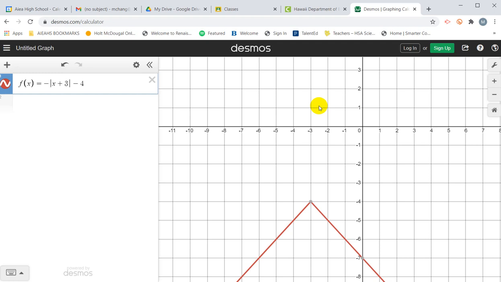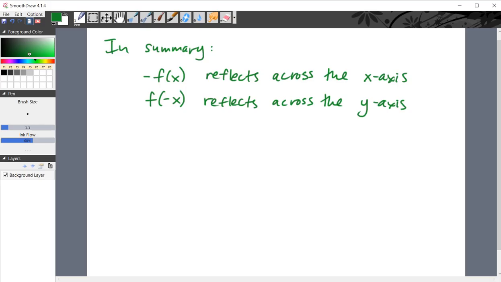And so in general, that's basically what I meant. If you're doing a change on the outside, basically it's negative. This is going to be a reflection across the y-axis. I'm sorry, this is going to be a reflection across the x-axis. Let me put that in a different color. And then if you have the negative on the inside, this would be a reflection across the y-axis.